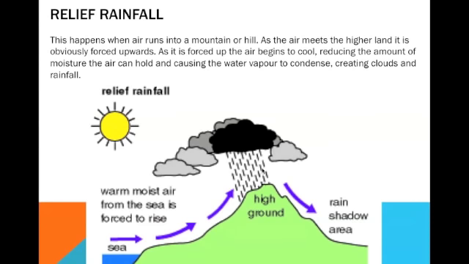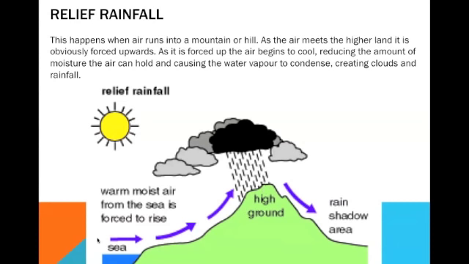This happens when air runs into a mountain or a hill. And as the air meets the higher land, it is obviously forced upwards. As it is forced up, the air begins to cool, reducing the amount of moisture that the air can hold, and causing the water vapor to condense, creating clouds and rainfall. So relief, we all know relief is like the land, if it's flat or not. So you would say that this one has relief, because it's a mountain.